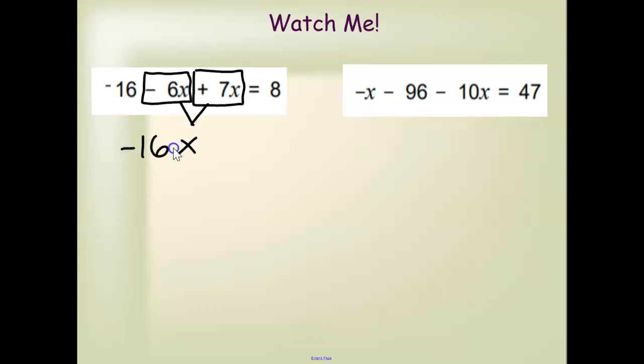So I got my negative 16 plus x, because positive 1 equals 8. Okay, now I really have just a one-step equation. It's still a good idea to circle and box.